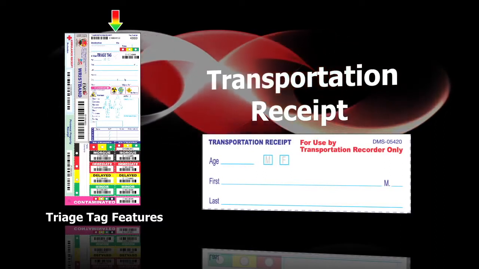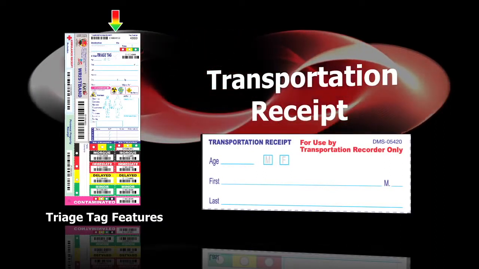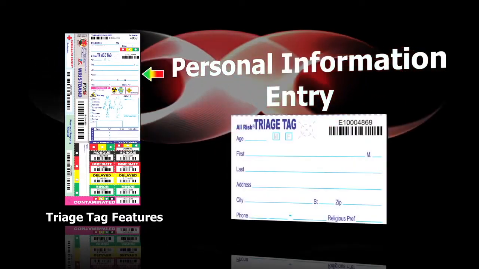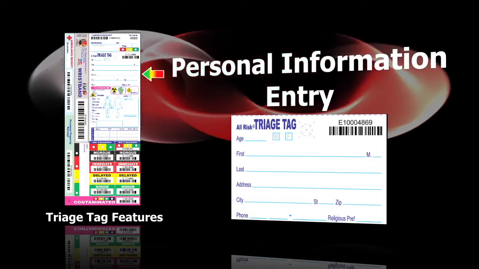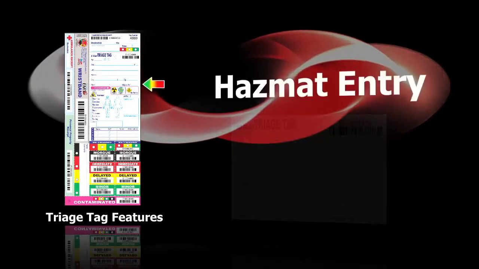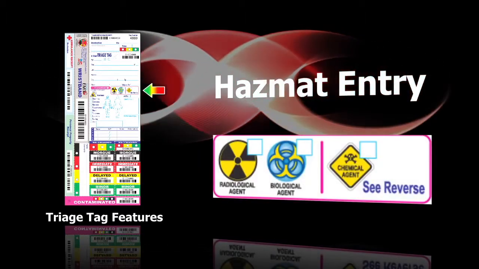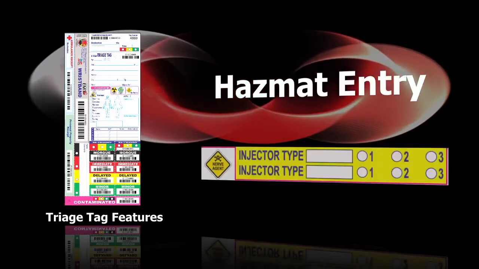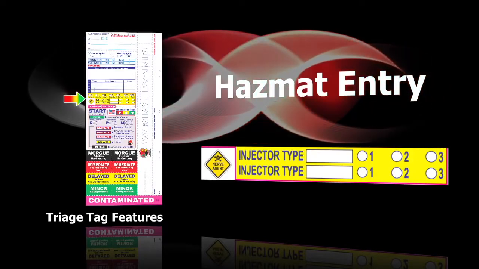On the back of the receipt, entries for age, first and last name. Personal information entry with entries for age, first and last name, address, phone, and religious preference. Hazmat entry with entries for radiological agent, biological agent, and chemical agent. If a chemical nerve agent is indicated, injector type entries can be found on the back of the tag.